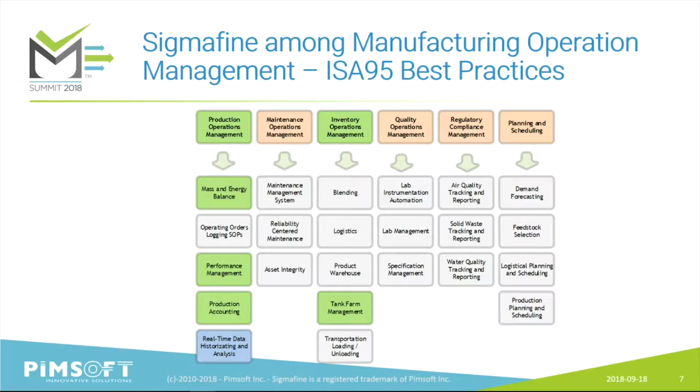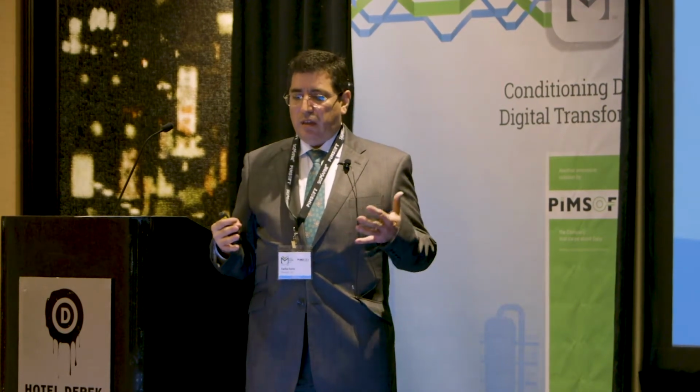That is basically the inventory operation management, where we have our solution, the IMM, the Intelligent Movement Management part, and the production operation management, exactly in the area where Sigmafine is. We have three main areas where our system is working: performance management, production accounting, and mass and energy balance.